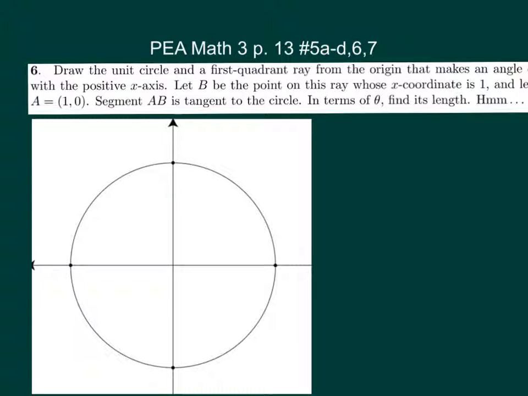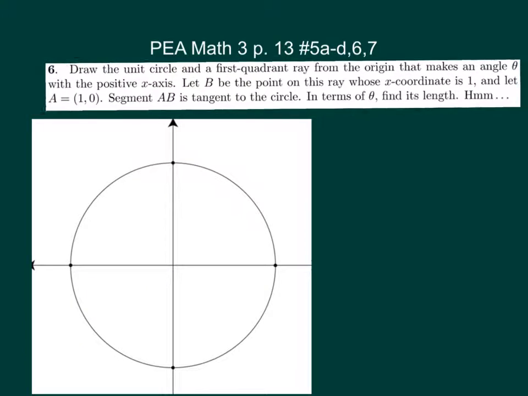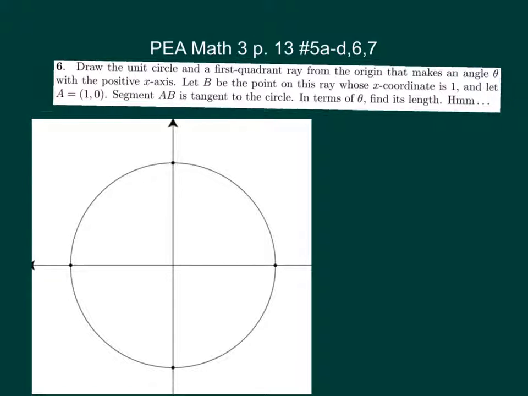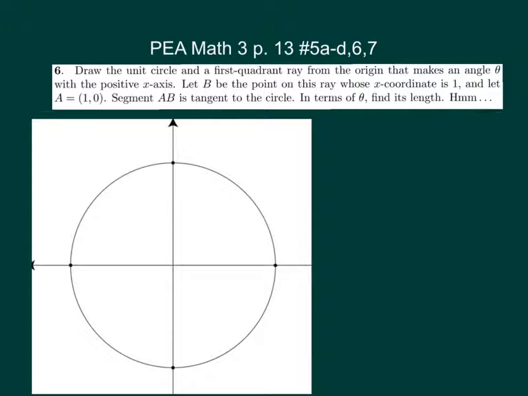Okay, here it says to draw the unit circle and a first quadrant ray from the origin that makes angle theta with the positive x-axis. And actually, I think it's a little big to fit here, so let's do that. There we go. I'm going to make a first quadrant ray, so that just means that we start from the origin here.